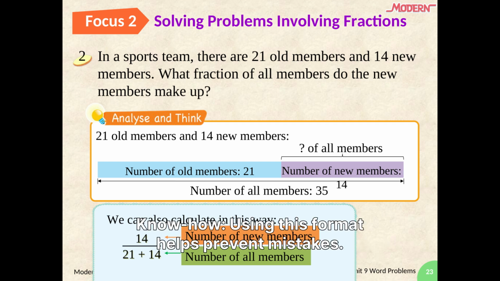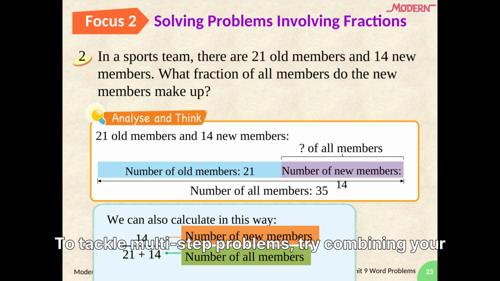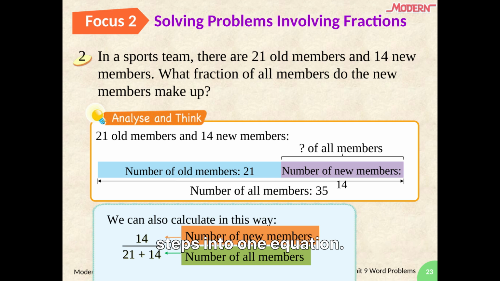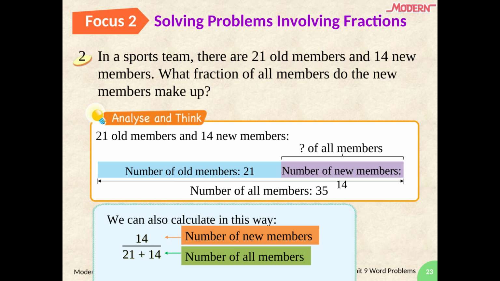Know how? Using this format helps prevent mistakes. You don't have to remember the 35, you just have to add the numbers you already see in the story. To tackle multi-step problems, try combining your steps into one equation. It's faster and often much more accurate. Try it in your next exercise. This one-step method is what real mathematicians use. It keeps the whole story in one place. Master this and you'll be ahead of the class.